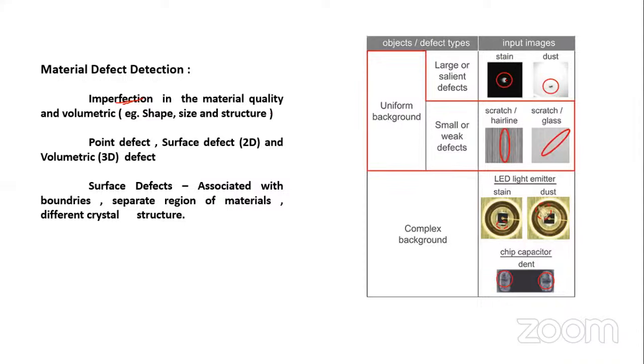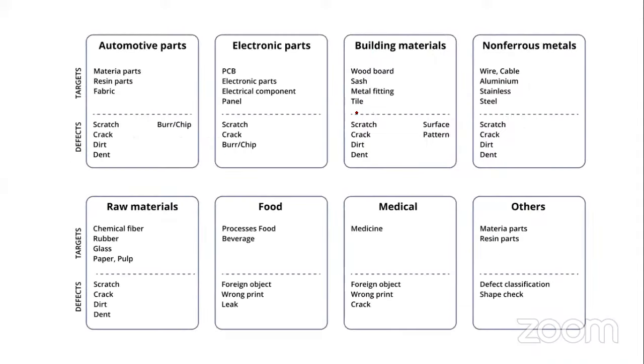So these are a few input images available for these materials, where there is a strain. Some dust is available in the particle, some hairline, which may be a crack or a scratch. Or in glass we can have scratches. All of this can be identified by a computer algorithm. Defect detection can be applied in various domains like automotive, electronic parts, buildings, even raw materials, foods, medical, and others. The types of defects can be scratches, cracks, dirt, or dents. There may be a loose contact in electrical parts, or cracks in building material. These can all be identified by image processing techniques.